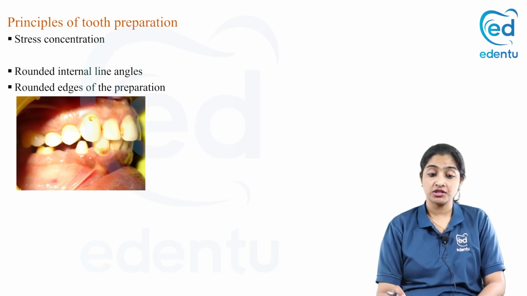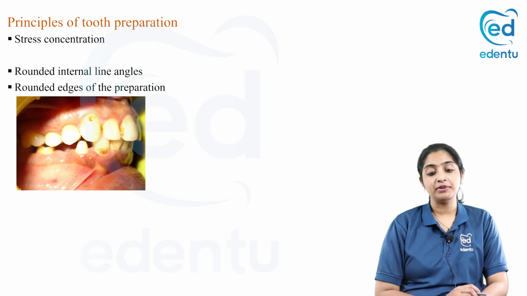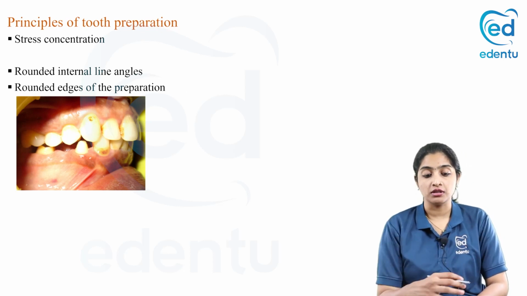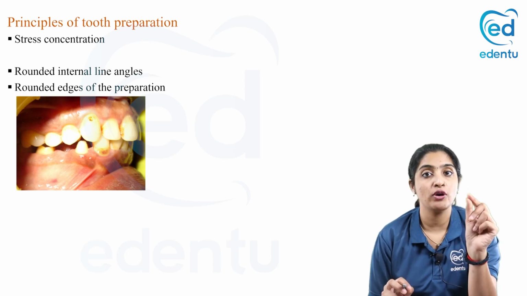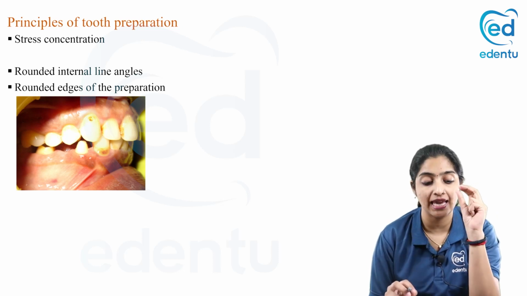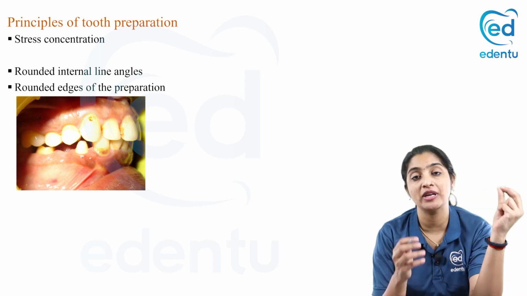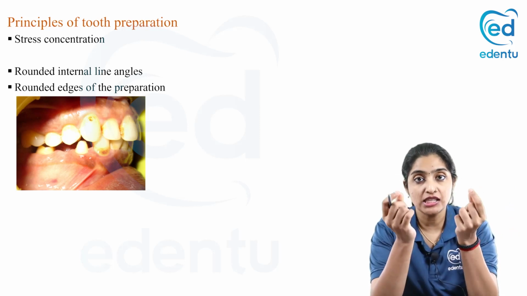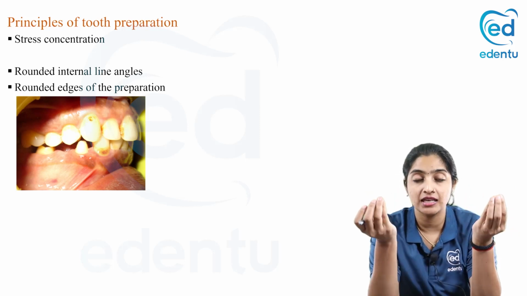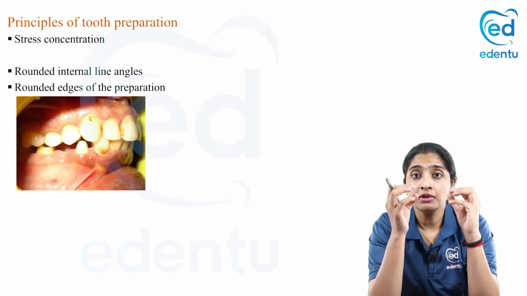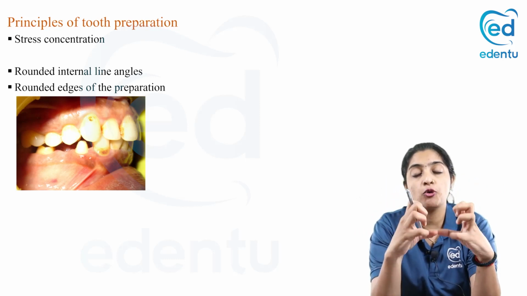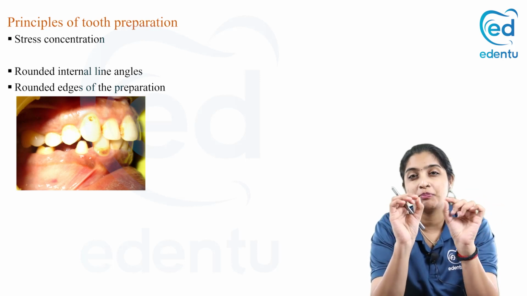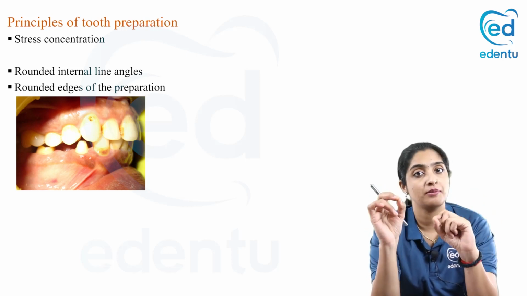Coming to stress concentration, what happens when you do not round your internal line angles or the edges of the preparation? These sharp points become areas of stress concentration. So, once you place the prosthesis, these sharp areas of the line angles or the edges become the stress areas. Whenever force is applied, lines of cracks propagate from these areas.